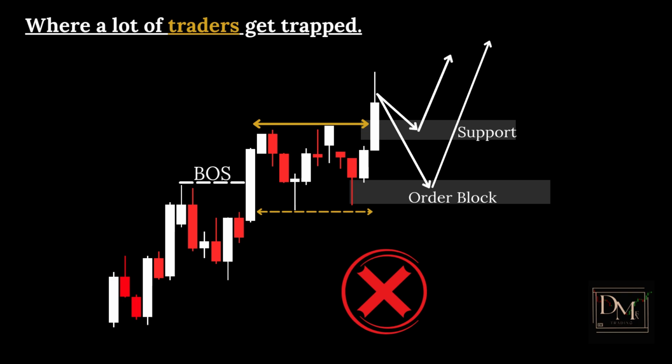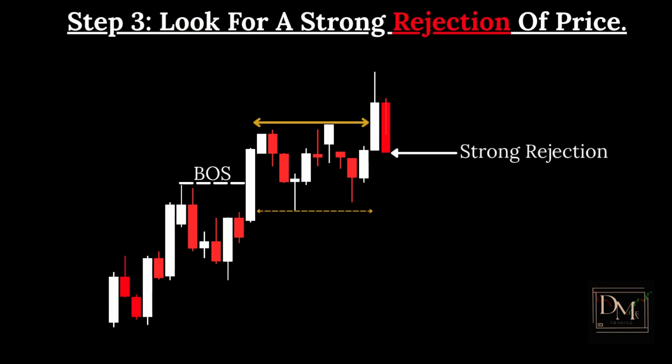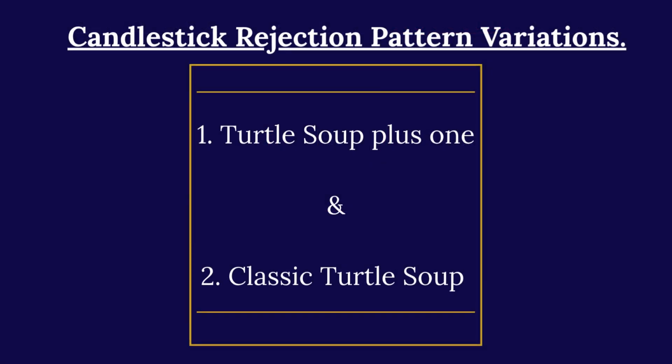But Turtle Soup assumes the opposite, that this breakout is bait. Next, look for a strong rejection. You want price to close back inside the range. That rejection is your trigger. There are two major variations of the Turtle Soup rejection pattern.